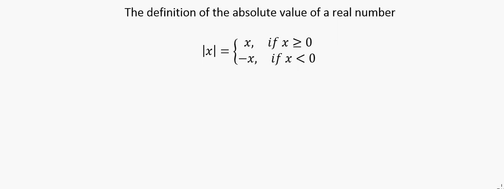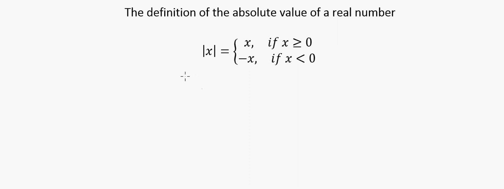Okay, let's look at the formal definition of the absolute value of a real number. The formal definition states that the absolute value of x is equal to x if x is greater than or equal to 0, or the absolute value of x is equal to negative x if x is less than 0. So let's look at how we can use this to evaluate the absolute value of a number.